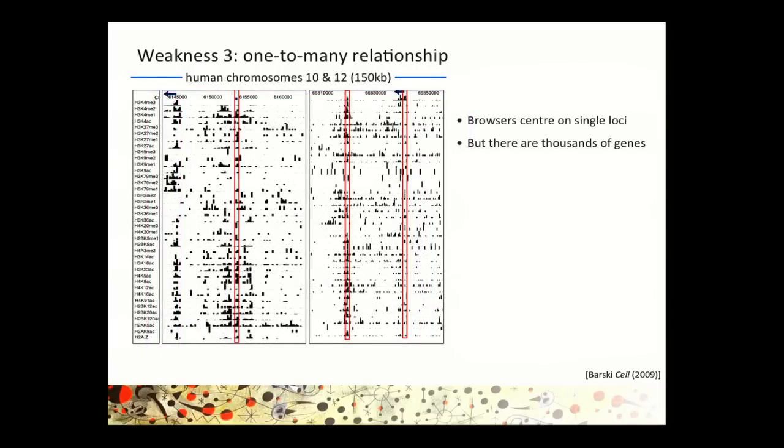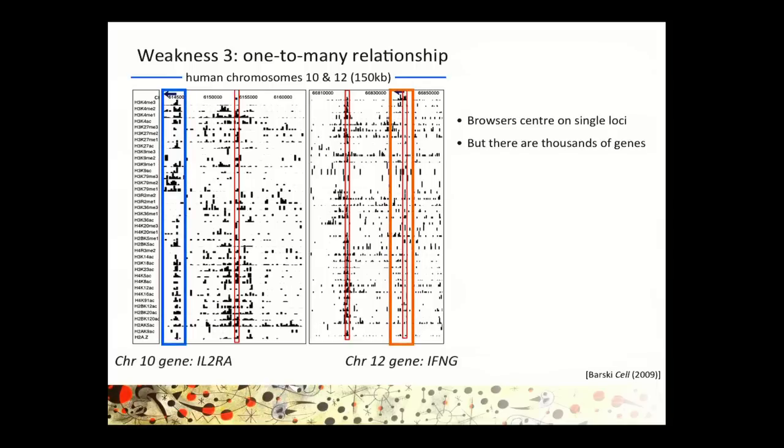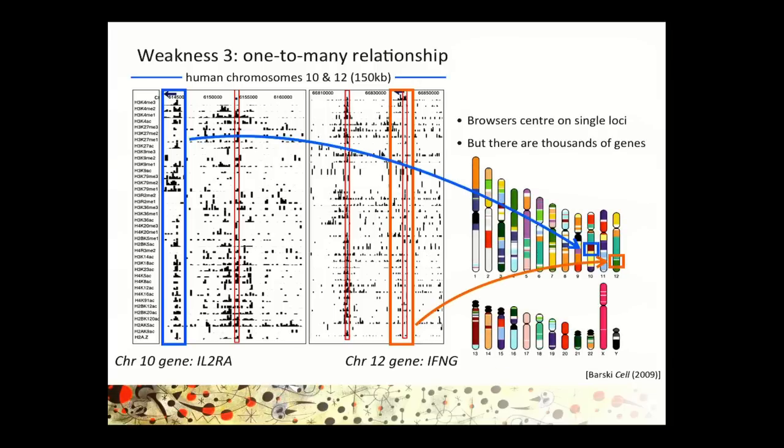Another problem that we find is that these browsers show only one-to-many relationships. What do I mean by that? Well, we can look at many different types of proteins binding, but this is concentrated on one region. And here we show two particular genes, but these occur on very tiny sections of the entire genome. So we're missing out on looking at the entire genome.